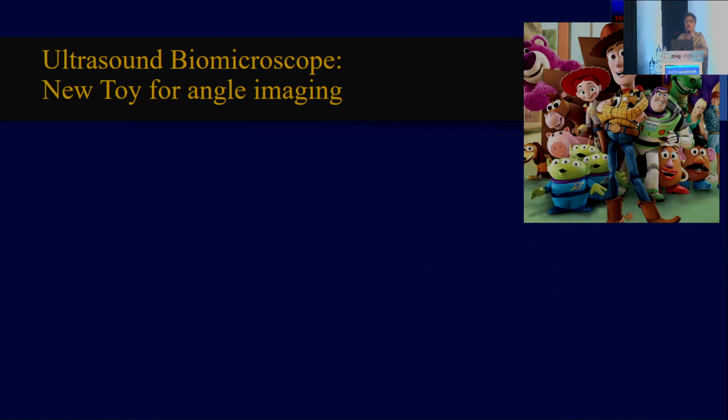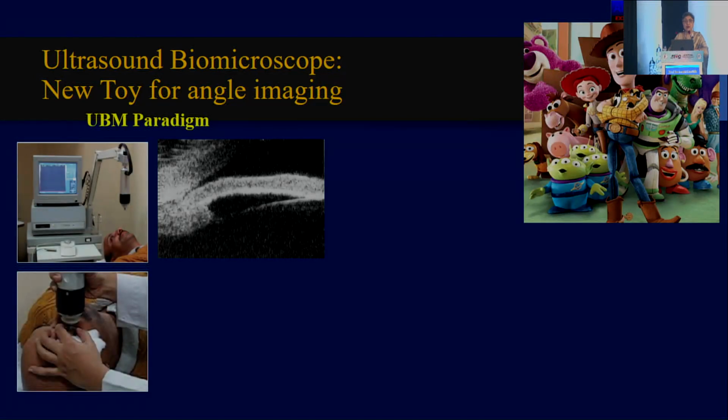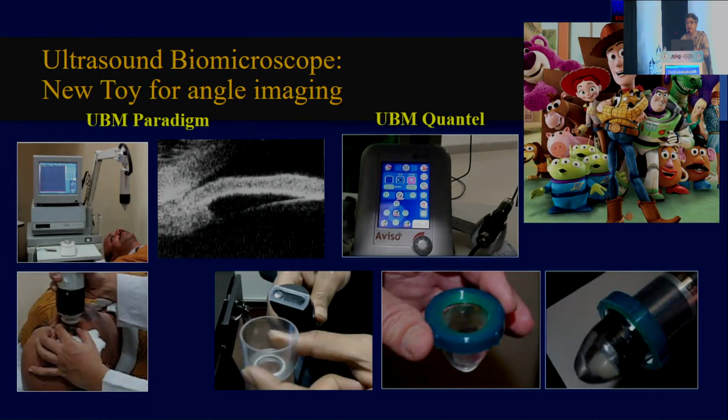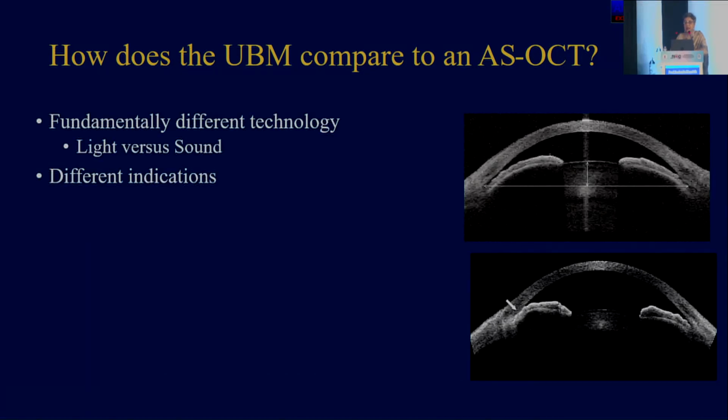So UBM was really a new toy which came to us for angle imaging. We started work with the Paradigm, which sadly went out for a while. And then now we've got the Quantel, and since the last decade, this is the real go-to UBM, 50 megahertz, which we've been using. So with UBM came the wonder of in vivo histology, and I love this slide, which we've pulled out from our archives of a histology of angle recession, and on the UBM, in a patient, you could see exactly the same thing. So it really gives you almost a microscopic view of the angle and the other structures.